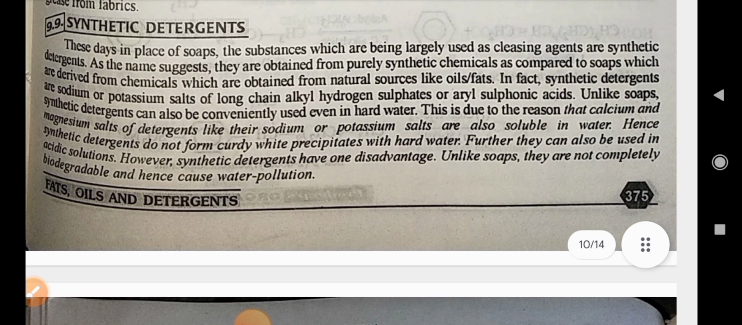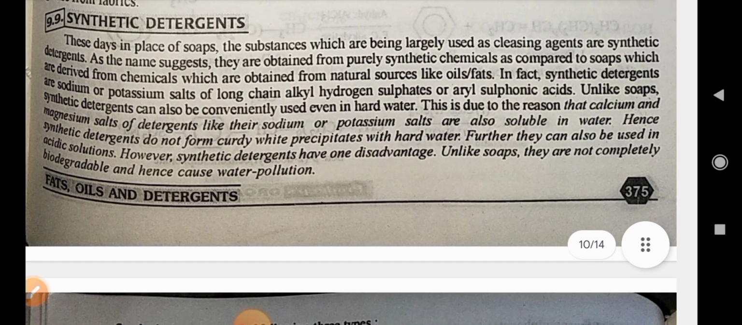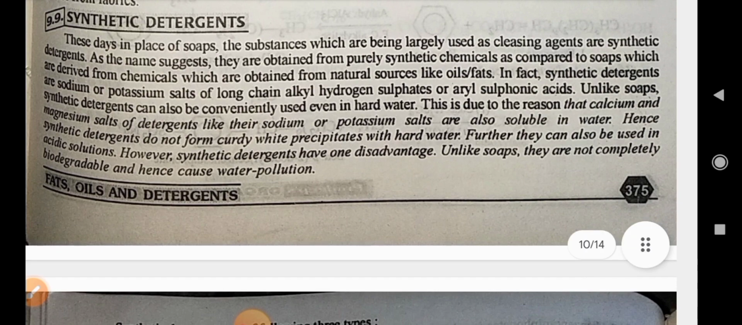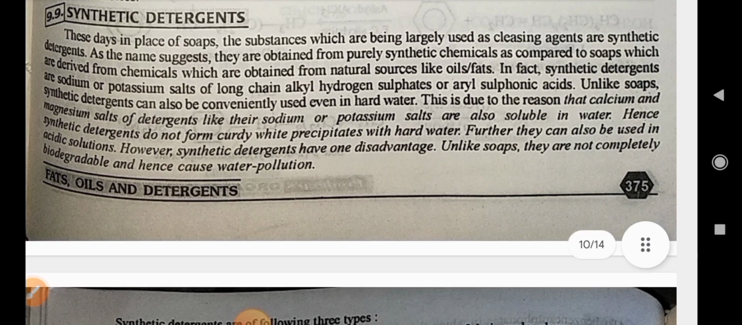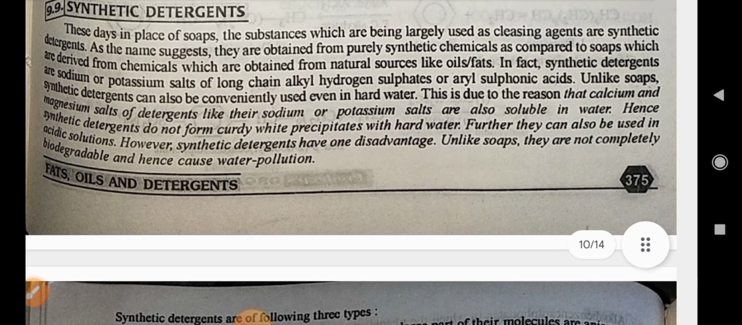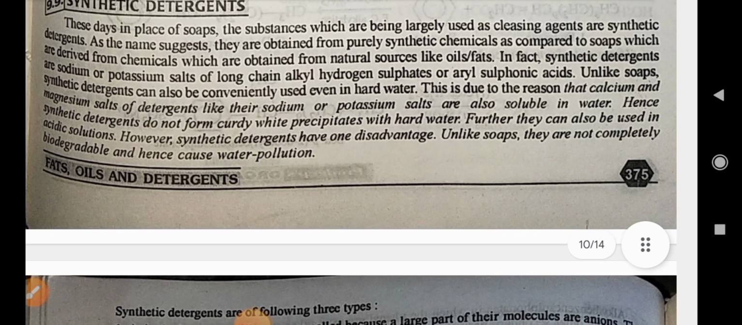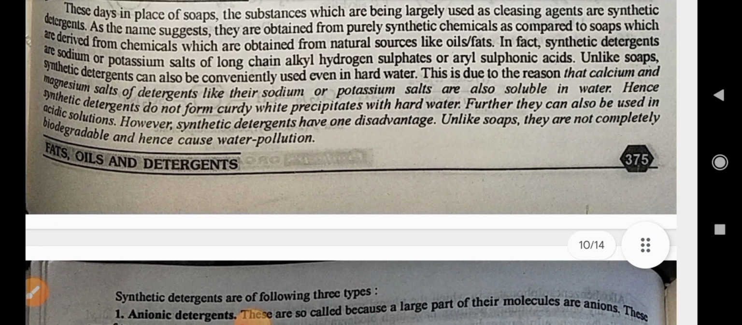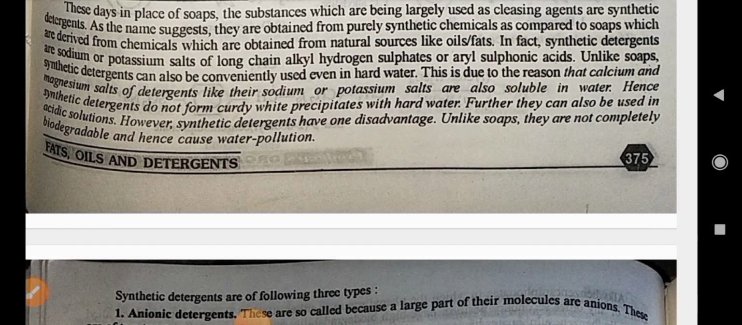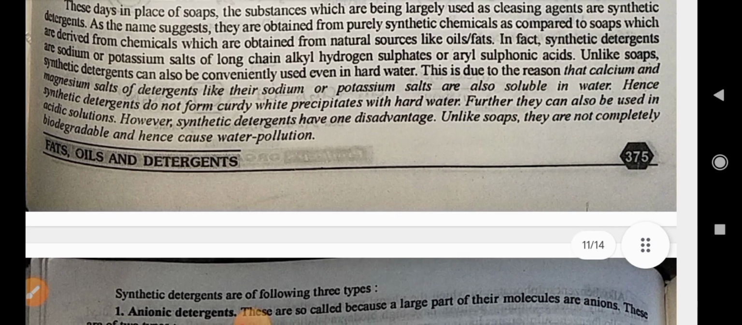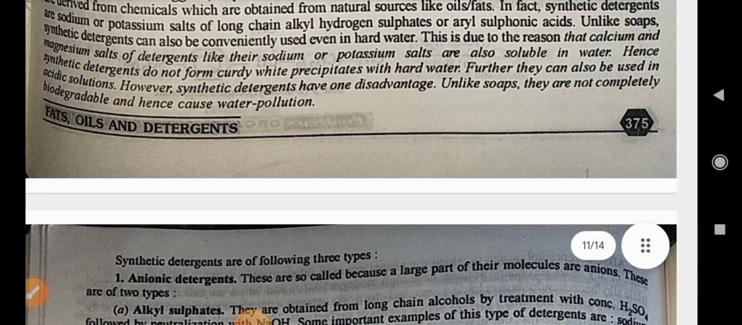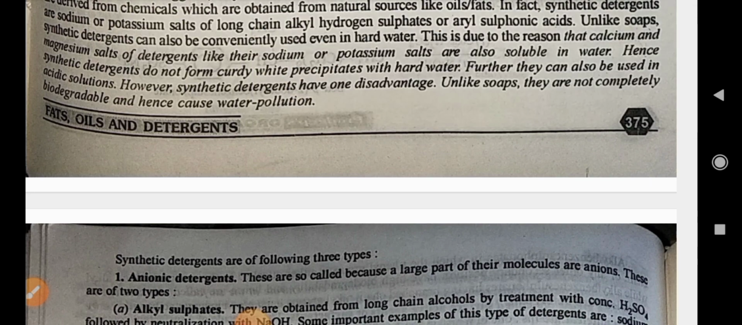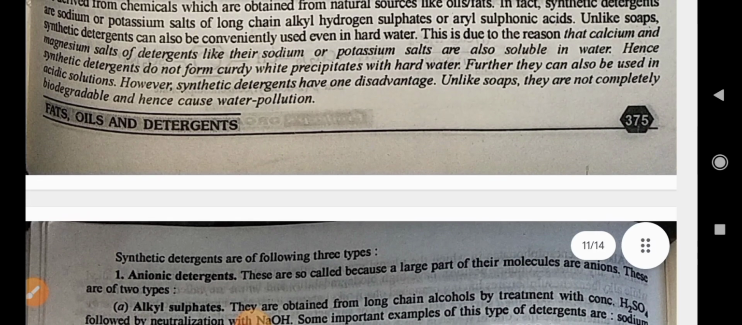Synthetic detergents. These days, in place of soaps, the substances which are being largely used as cleansing agents are synthetic detergents. As the name suggests, they are obtained from purely synthetic chemicals, as compared to soaps, which are derived from chemicals obtained from natural sources like oils and fats. In fact, synthetic detergents are sodium or potassium salts of long chain alkyl hydrogen sulfates or of aryl sulfonic acids.